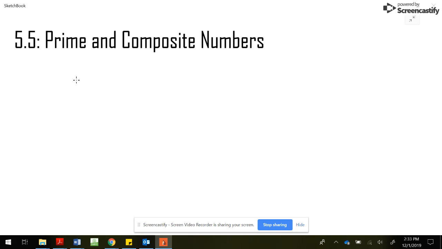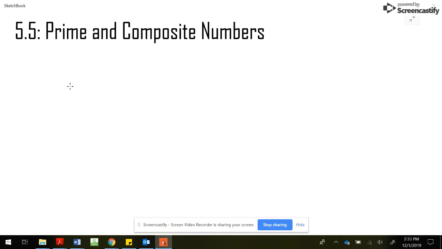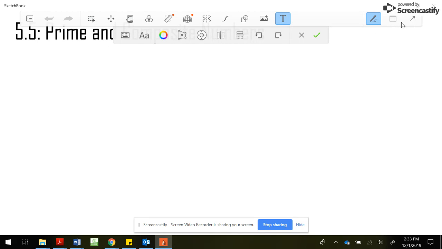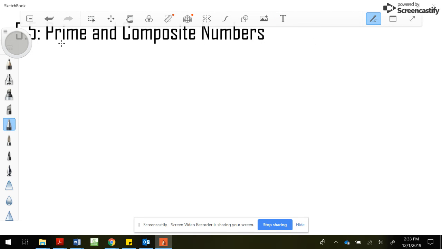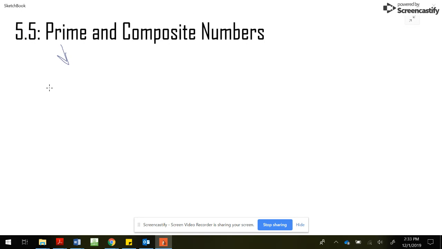5.5 is prime and composite numbers. And this is pretty easy if you know your basic facts. So prime numbers are going to be numbers that only have one factor pair. And that one factor pair is going to be 1 times that number.